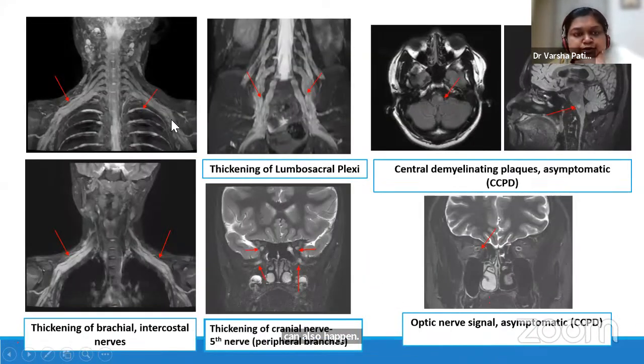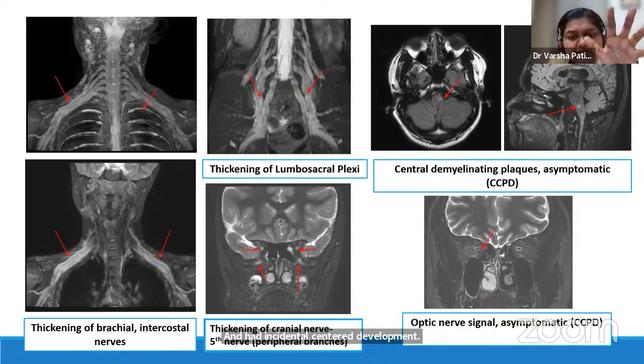So just to show two of our cases, this was of course the little boy. You can look at the markedly thickened brachial plexi, thickened up to the intercostal nerves, the markedly thickened lumbosacral plexi, and thickening of branches of the fifth nerve. This was another 35-year-old male who came with a CIDP and had incidental central demyelination. He had a medullary lesion which is not enhancing, and an optic nerve signal, again not enhancing. He presented predominantly with a sensory syndrome, ataxia.